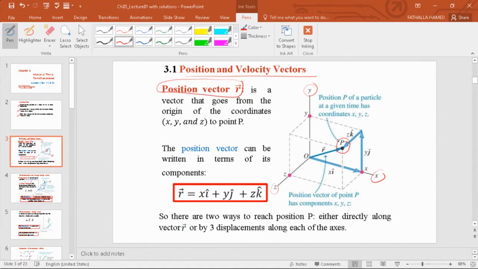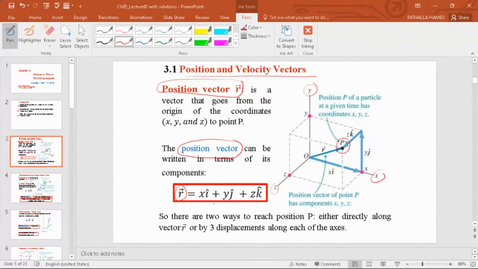And this position P has an X coordinate, Y coordinate, and Z coordinate. So now we'll treat this as a vector, and that's why we call it here position vector. And we write the vector here as x i hat plus y j hat plus z k hat.